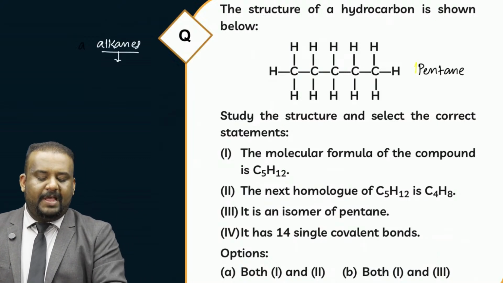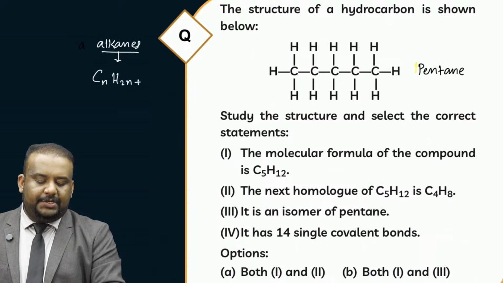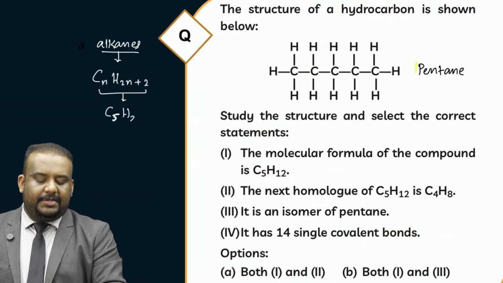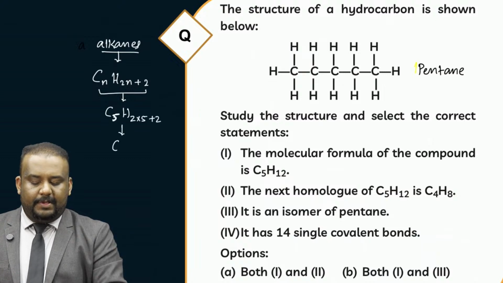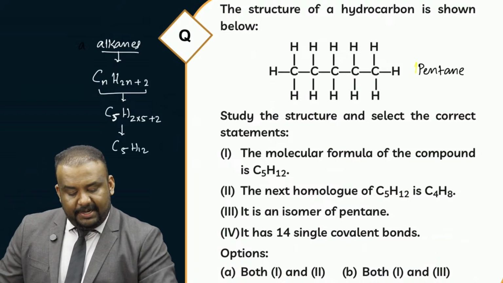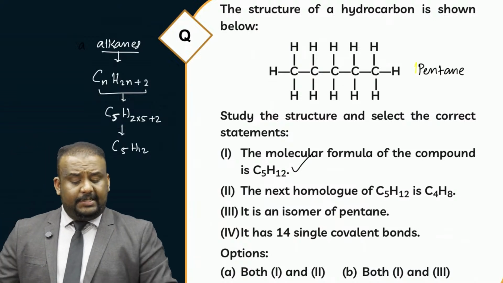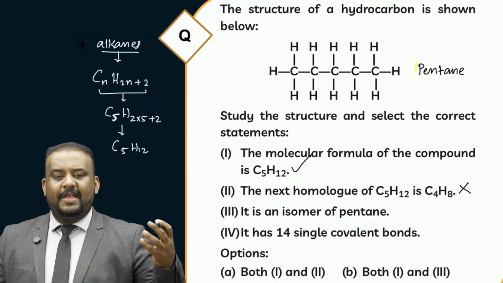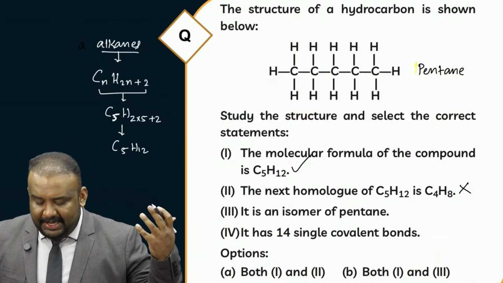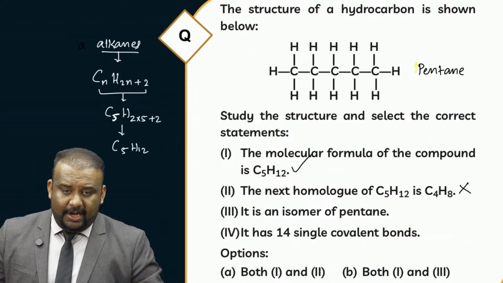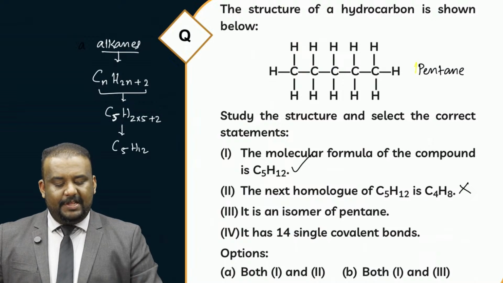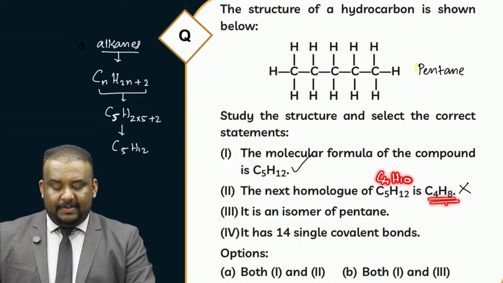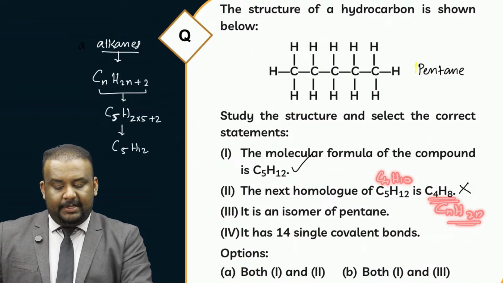Alkanes, all of them have a general formula CnH2n+2. So if you put 5, it should be C5H2 into 5, 10 plus 2 is 12. C5H12. So that statement is correct. The next homologue of C5H12 is C4H8. Wrong. The next homologue of C5H12 should be C6H14. It should not be C4H8. Why? The previous homologue will be C4H10.